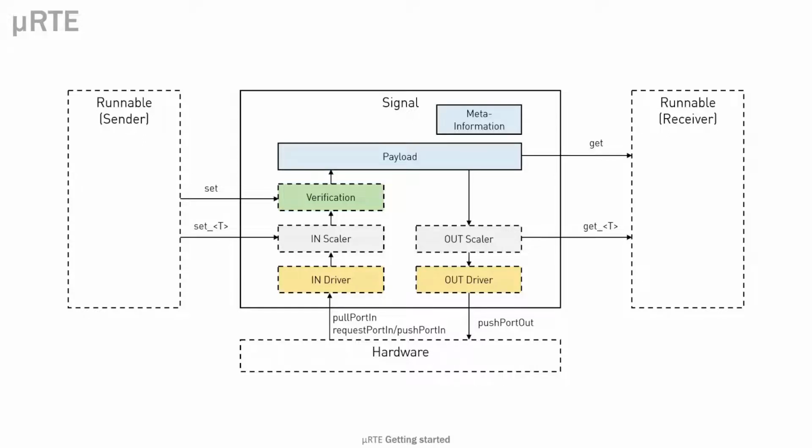One of the most important configurations of signals is whether a signal shall be local or global. Global signals are stored in global RAM, and all the runnables access the same data object. If the signal gets modified, only a notification is sent to the tasks, which then in turn will activate the runnables.